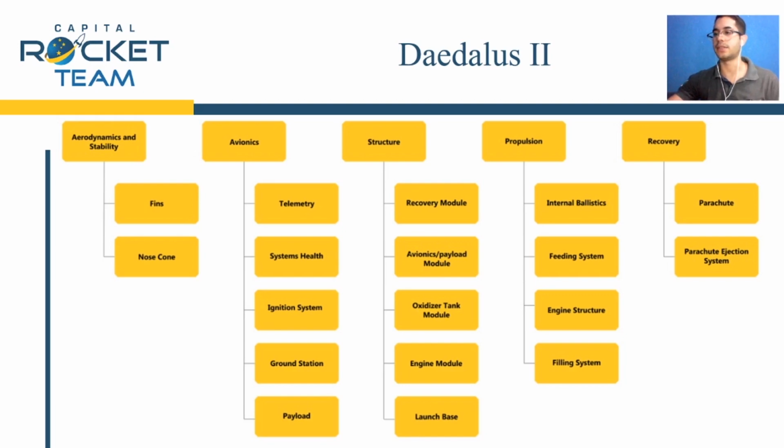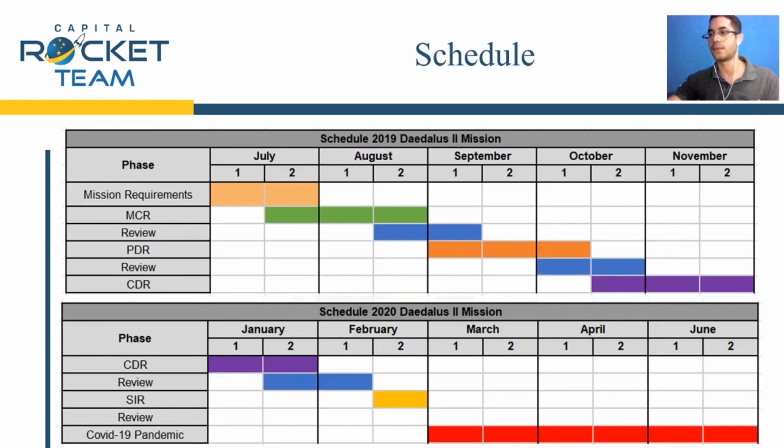The Daedalus 2 mission was divided into 5 main areas. Each area has a specific task in the project subsystem. The project schedule began in July last year. It went through the MCR, PDR and CDR.